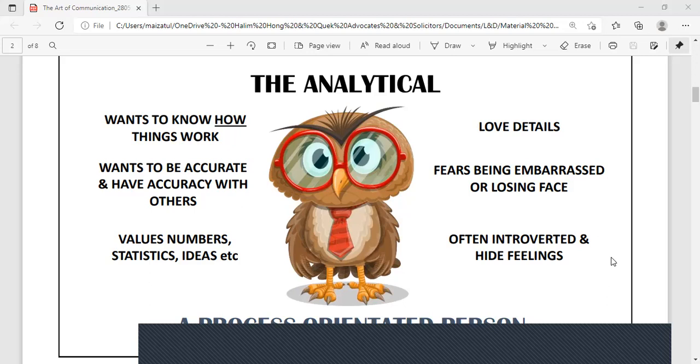Usually this person is an introvert, so they usually hide their feelings. So usually in a company, those who work in the accounts department are analytical persons. Actually, some lawyers are analytical persons since they need accurate information in order to complete their work.